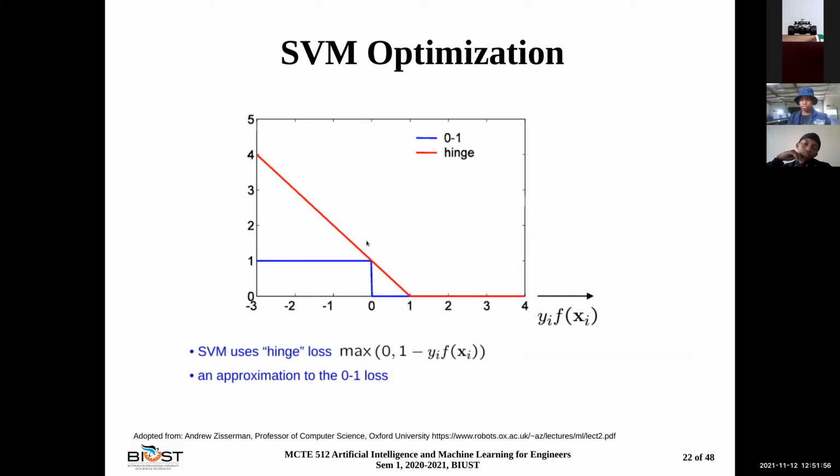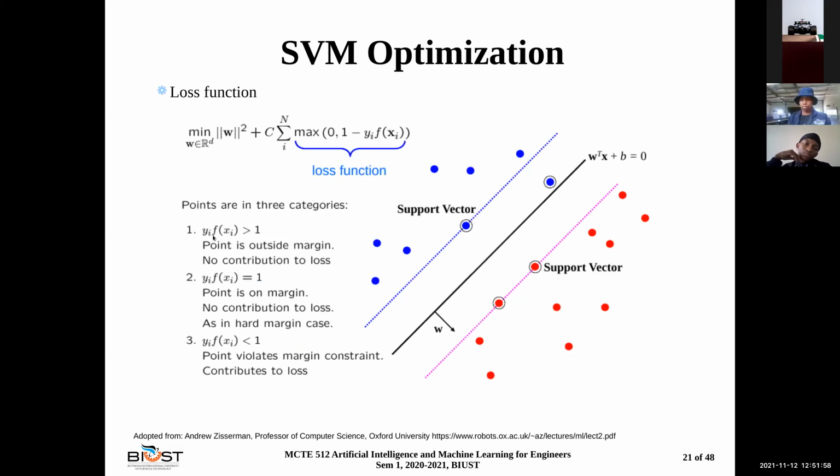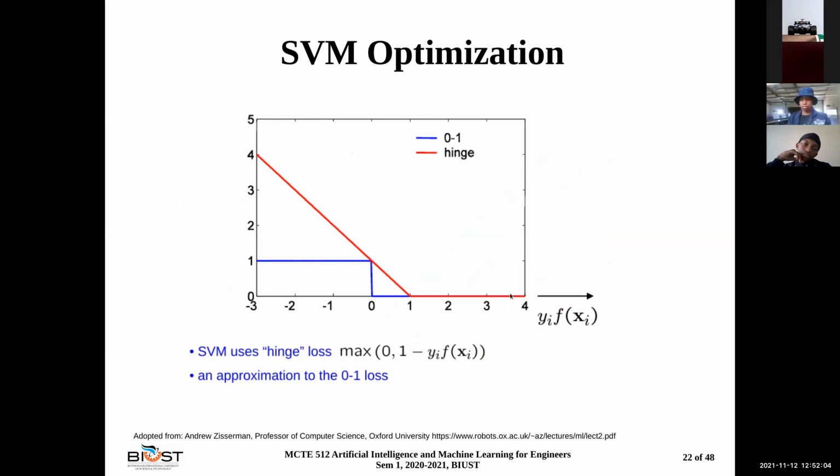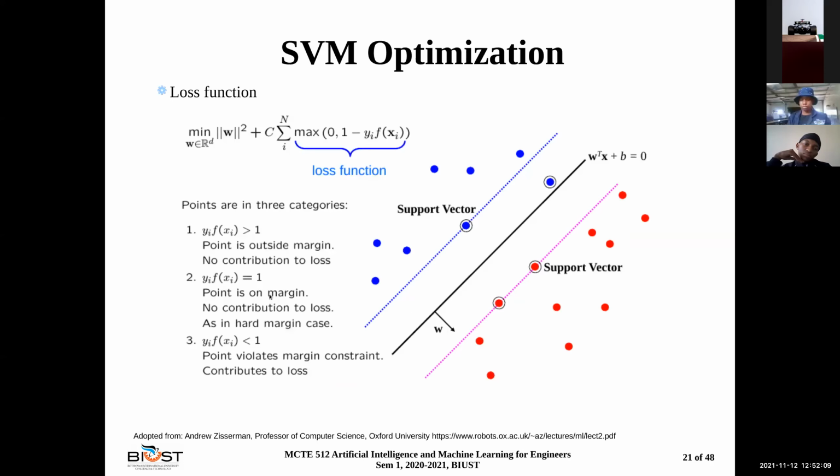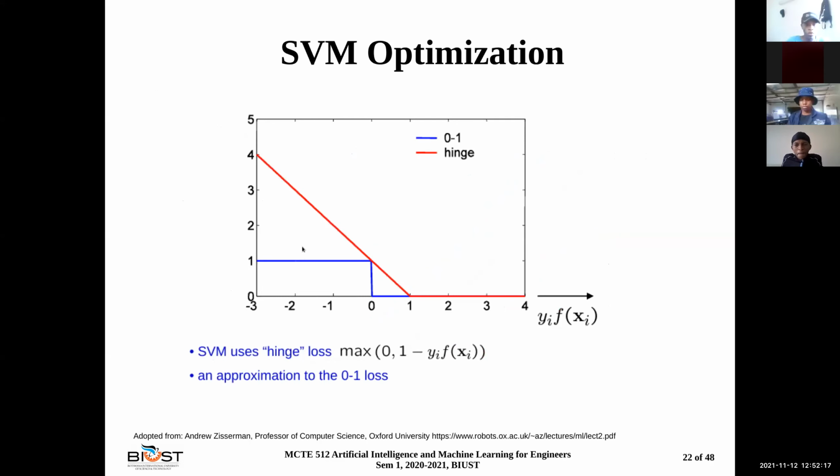What is it? Greater than 1, then no loss. So greater than 1, no loss. So the loss function is 0 here. But when you are at 1, then still no loss function. At 1, no loss function. But when you're less than 1, that violates, then this is the graph of your loss function.